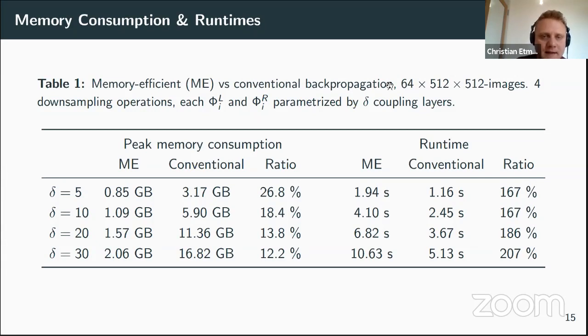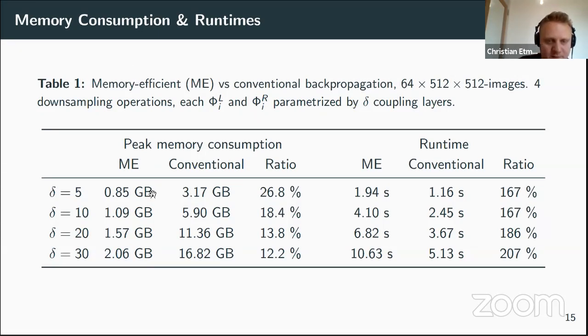And any sequence of additive coupling layers was parameterized by delta coupling layers, where we use the values 5, 10, 20, or 30. So this is a really, really large network in the end for very large data. And we compare the memory efficient to the conventional backpropagation, which we can, of course, still calculate. So it's up to us whether we want to calculate gradients by conventional backpropagation or this invertible memory efficient backpropagation.